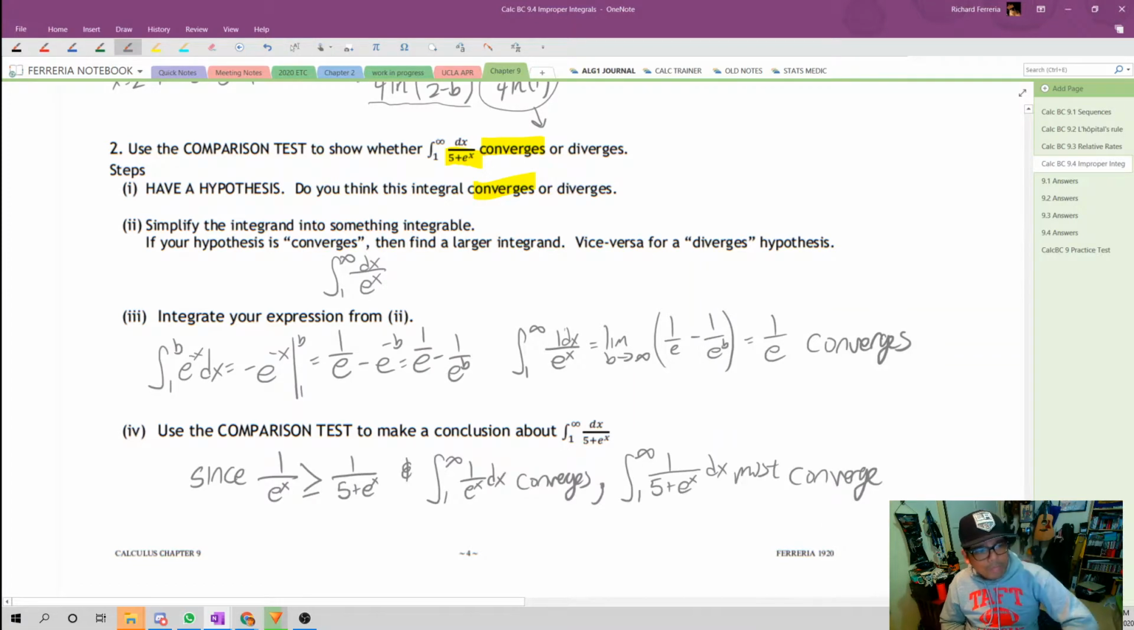Conclusion: since 1 over e to the x is bigger than or equal to 1 over 5 plus e to the x, and the integral of 1 over e to the x converges, that means that the integral from 1 to infinity of 1 over 5 plus e to the x also has to converge.